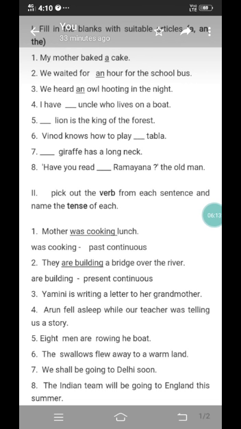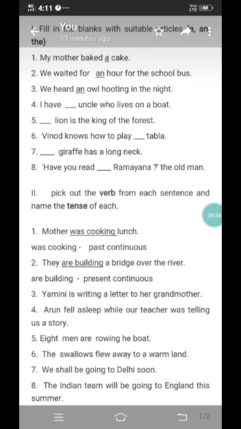Like this, you need to identify the tense forms, children. Was means past tense. Continuous, like cooking, ing form. Ing form is for continuous tenses, right? So past continuous. Like this, you need to identify. Second one, they are building a bridge over the river. Here, what is an action word? What is a verb? Are building. That is the reason I have underlined it. Are building is a verb. Are is a helping verb. Building is an action word, right? If you observe, are is used for present tense.